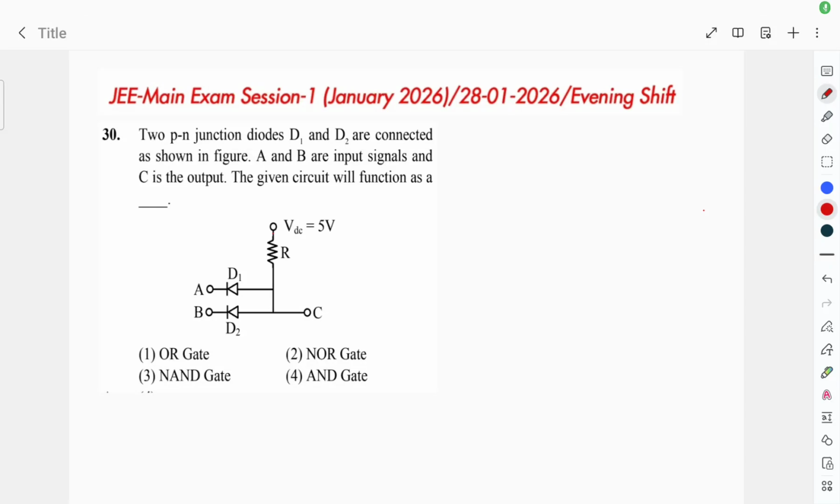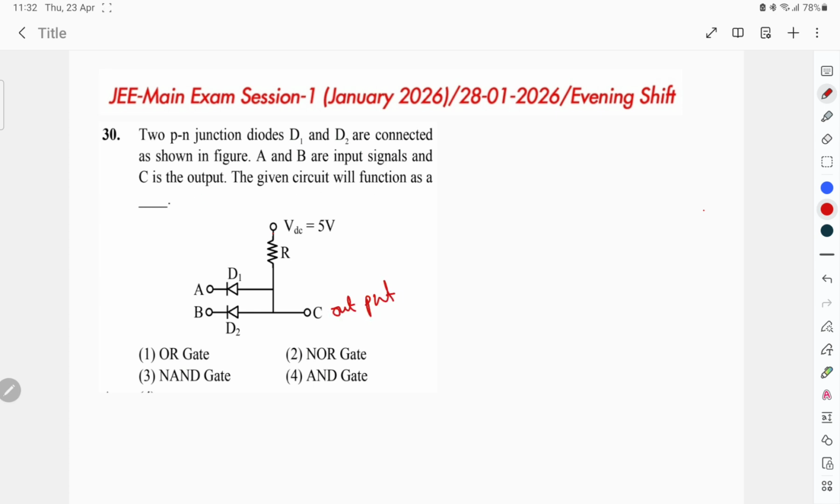Let's see this question. Two PN junction diodes D1 and D2 are connected as shown in the figure. A and B are input signals, and C is the output.